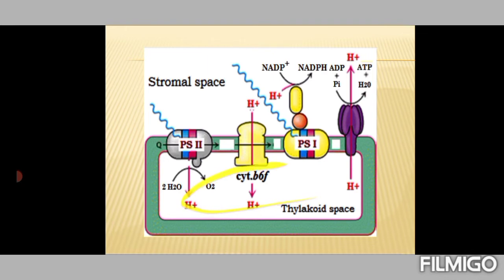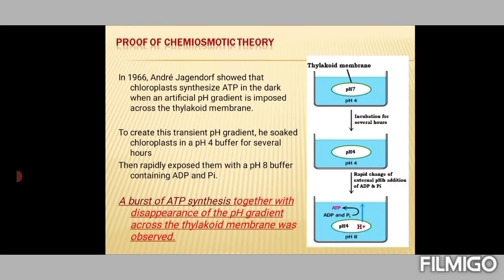is maintained. As H plus accumulates here, it will escape through ATP synthase alone, because this membrane is impermeable to H plus ions. It can escape through this system only, the ATP synthase, CF1-CFo complex. So this energy is actually used to synthesize ATP from ADP and inorganic phosphate. So this theory, chemiosmotic theory, has been experimentally proved also.